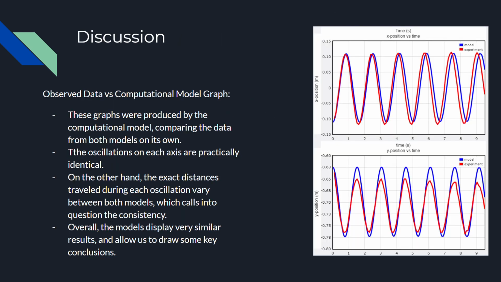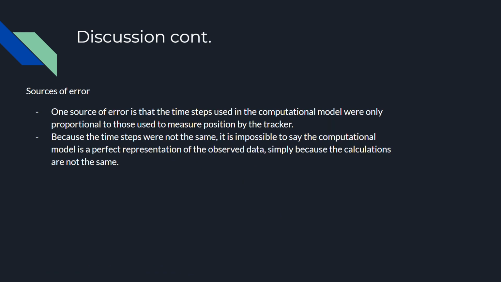Discussion. Observed data versus computational model graph. These graphs were produced by the computational model, comparing the data from both models on its own. The oscillations on each axis are practically identical. On the other hand, the exact distances traveled during each oscillation vary between both models, which calls into question the consistency. Overall, the models display very similar results and allow us to draw some key conclusions.